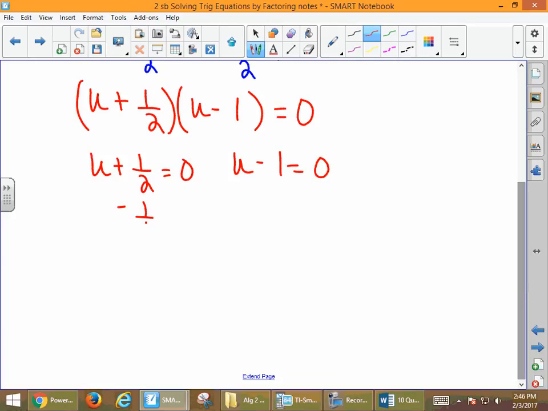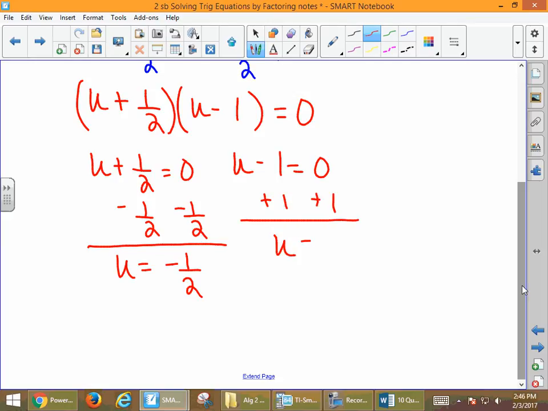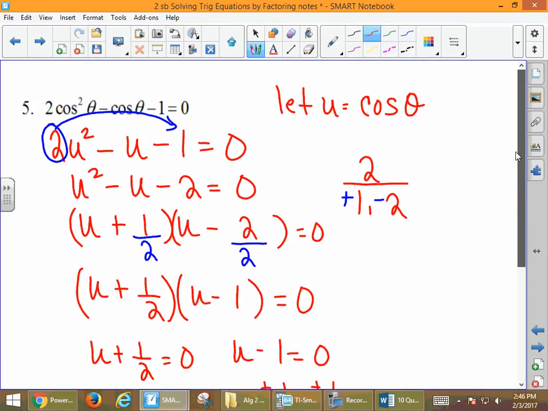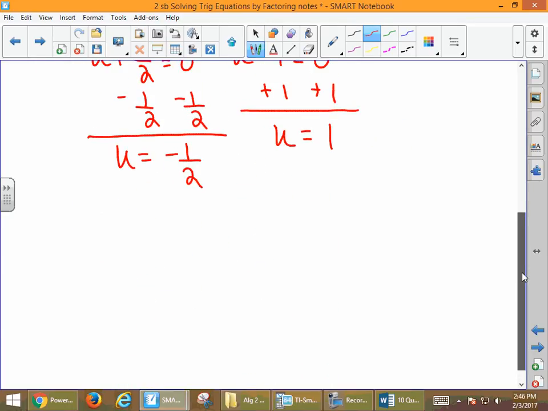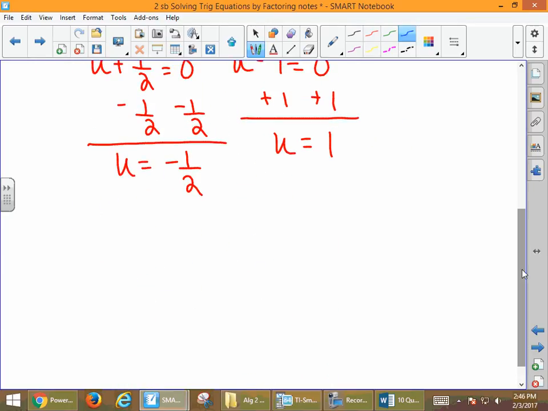And we can subtract 1/2 on both sides. So we end up with u equals negative 1/2, and we hope that you don't have to show that step. And over here, we're going to add 1 to both sides, and we end up with u equals 1. But remember, at the very beginning, we let u equal cosine of theta. So instead of u, let's replace u with its actual value, cosine of theta. So we get cosine of theta equals negative 1/2, and we get cosine of theta equals 1.